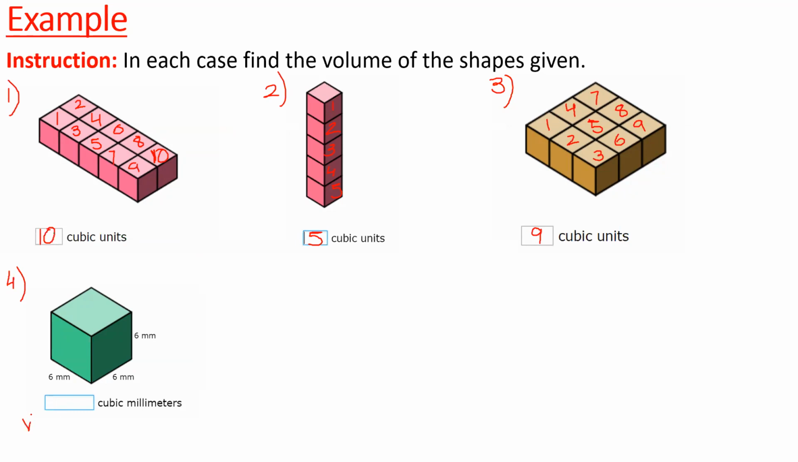So how are we going to find the volume of this shape? Anyone have any ideas? Multiply. You multiply. Very good. So the volume of a cube and also the volume of any rectangular prism, or cuboid, is going to be length times width times height. So it's going to be 6 millimeters multiplied by what? 6 millimeters.